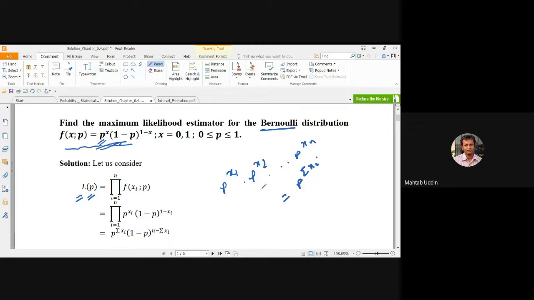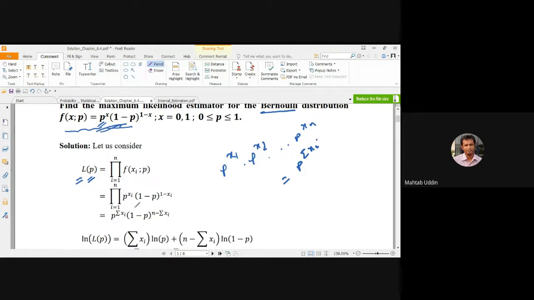Hello? Yes, sir. That's why we have written, once again, (1 minus p)^(1 minus x1) up to (1 minus p)^(1 minus xn). You can see how many 1s there are? n times 1, right? 1, 2, 3, 4. So the n 1s give n minus, once again, the sum of xi from x1 to xn. Do you understand? Yes, sir.